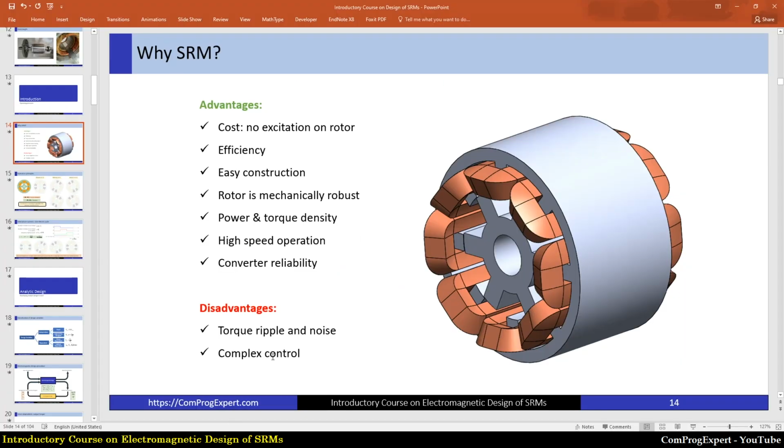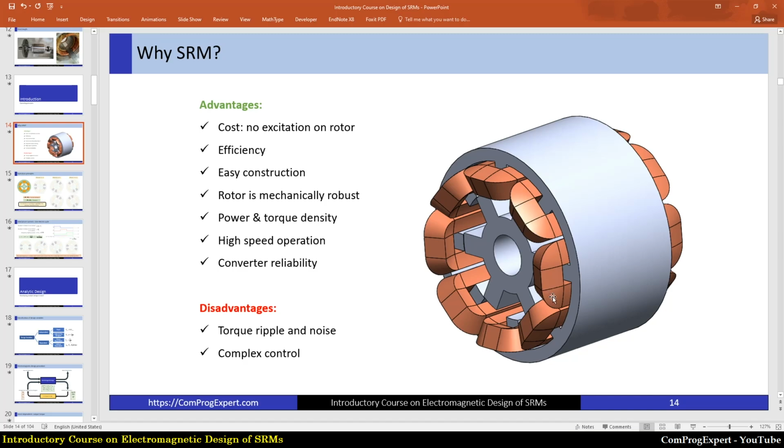But we have two disadvantages. In this motor type, the torque ripple and noise are high because to have a continuous rotation, we have to turn on and turn off coils related to each pole sequentially, and we have a commutation, right? So torque ripple due to commutation is high.